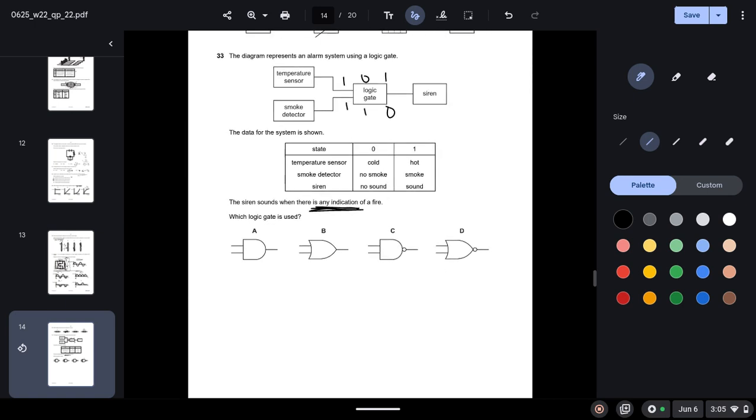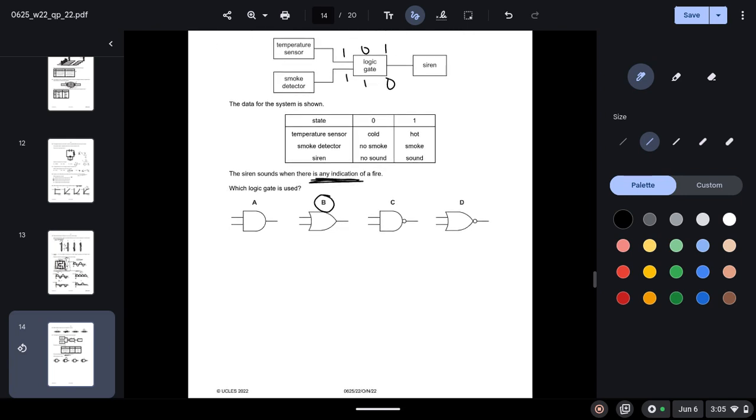So which logic gate has this behavior? This behavior is of the OR gate. This is your OR gate. Because if you look at the truth table of an OR gate, it looks something like this. This is the output. Let's call this X and Y. So when both of them are 0, the output would be 0. But if one of them is true, the output would be true as well. And this is what we require. So B is your correct answer, OR gate.